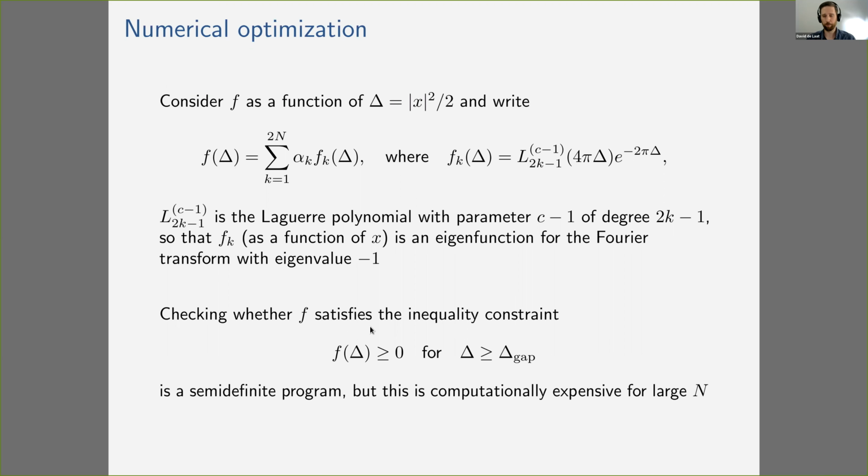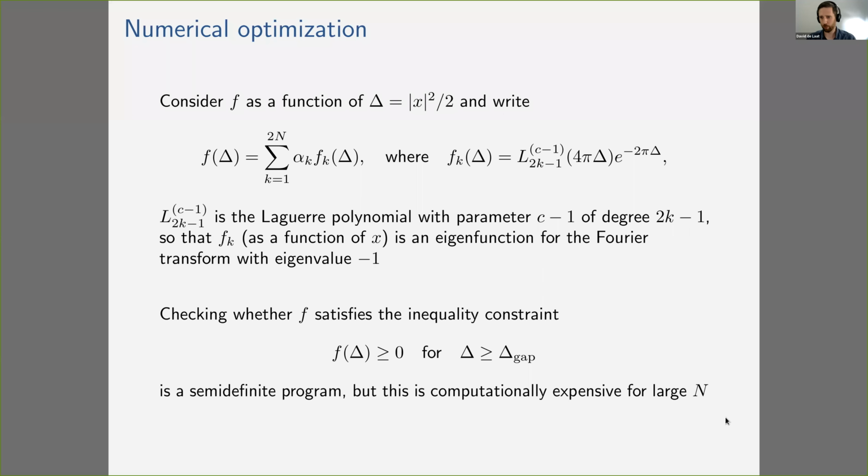So checking whether f satisfies the inequality constraint is a semi-definite program, which we can do on a computer. The problem is that this is computationally very expensive for large n. That is a common theme in these kinds of problems. Semi-definite programming is a really powerful language to model problems in. But very often, if you have a specific problem you care about, it helps to look for more specialized algorithms. That's also what is happening here.